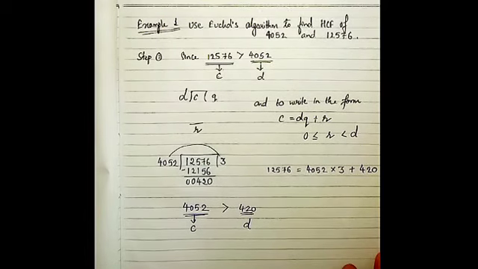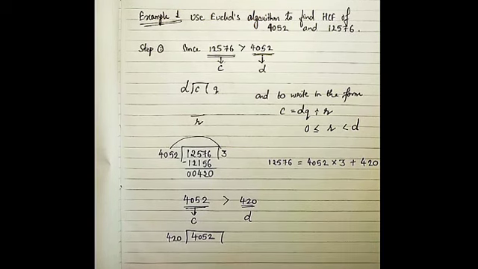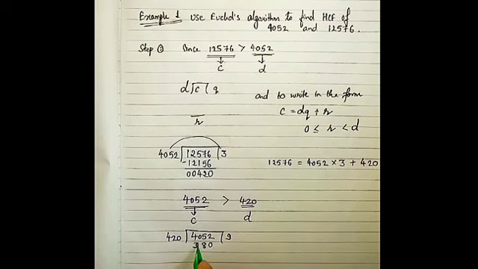So in the next step I will divide 4052 by 420. So 420 multiplied by 9: 9 zeros are 0, 9 2s are 18, carry 1, 9 4s are 36, plus 1 is 37, and when we subtract this, I will get 270.